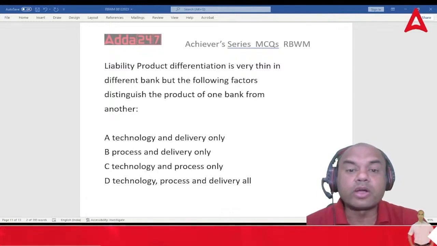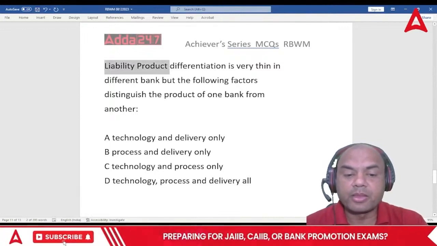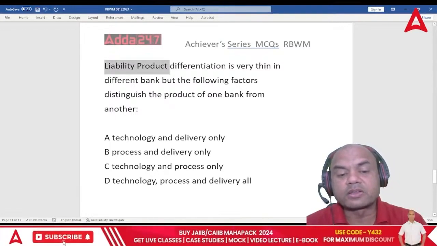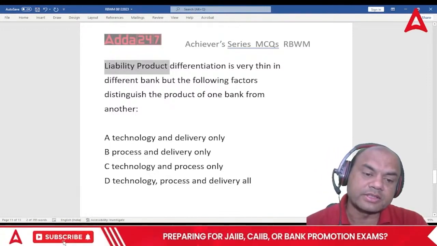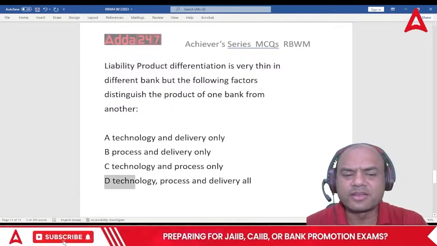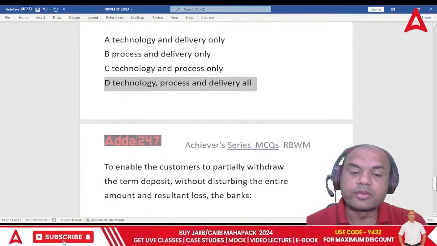Okay. So what differentiates? Number one, technology and delivery. Process and delivery. Technology and process only. Technology, process and delivery, all. So the answer is simple, isn't it? All. Right?